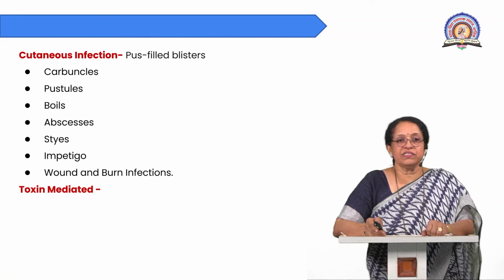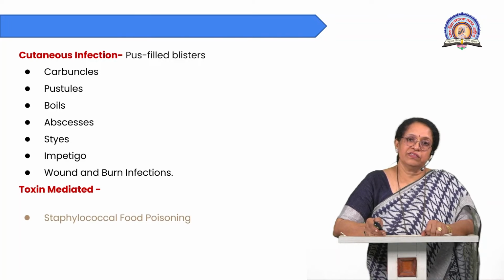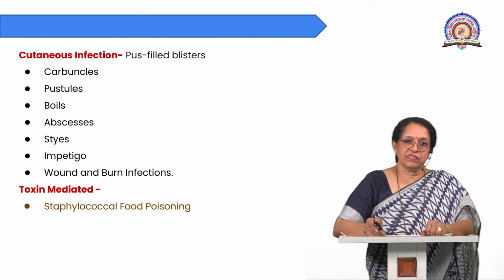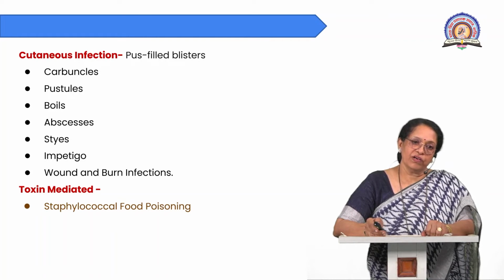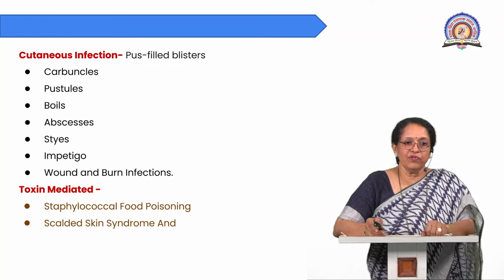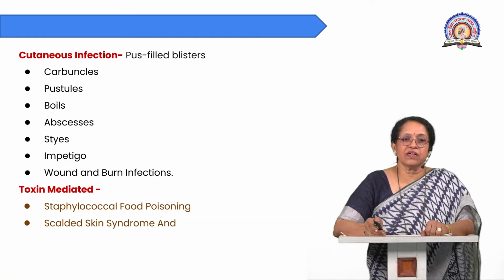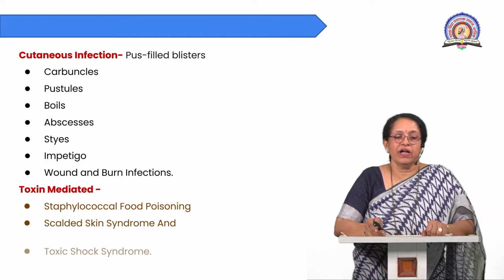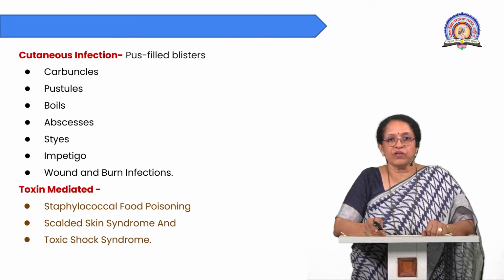After this, the toxin mediated ones. Here this organism produces toxin. Staphylococcal food poisoning occurs because of intoxication by this organism. This is associated with contaminated food. The next one is scalded skin syndrome. And lastly, toxic shock syndrome.